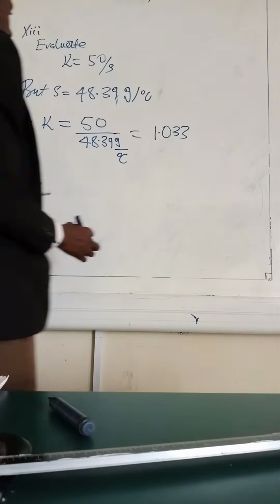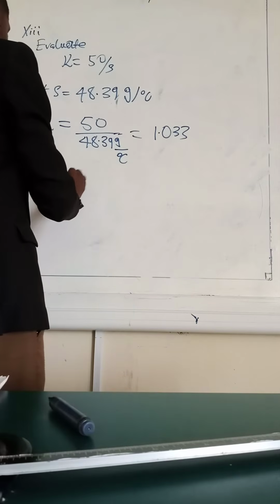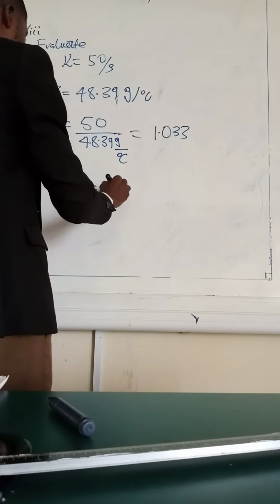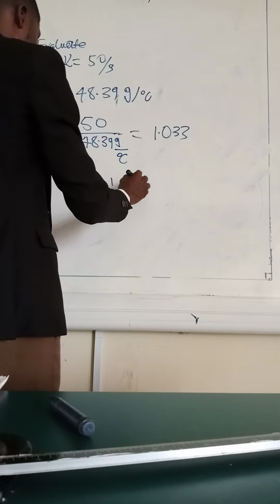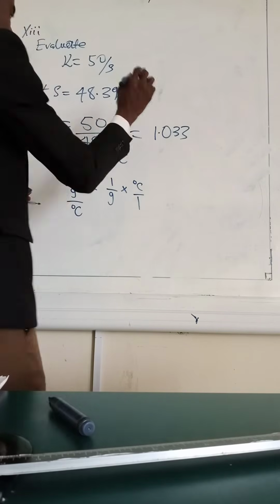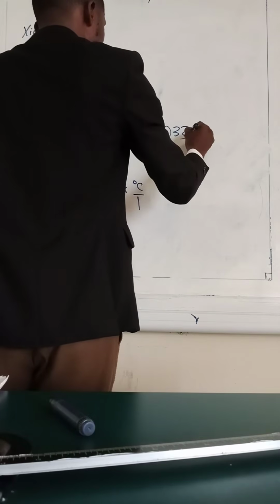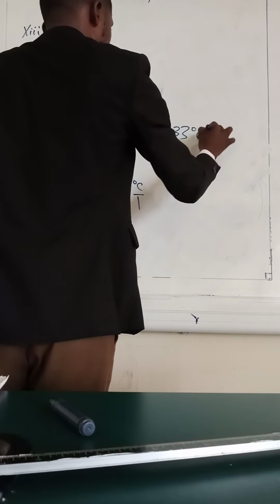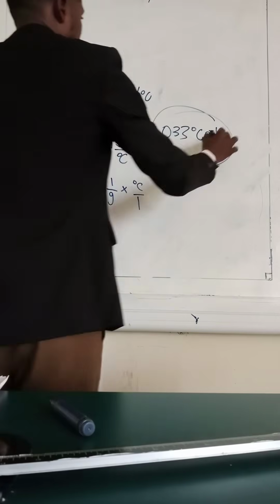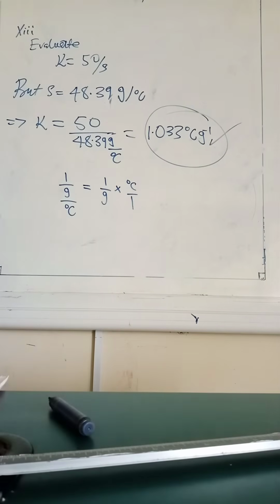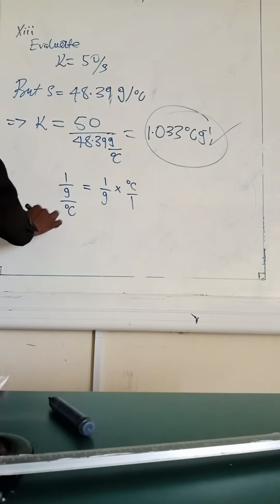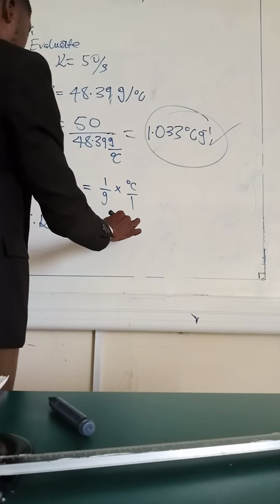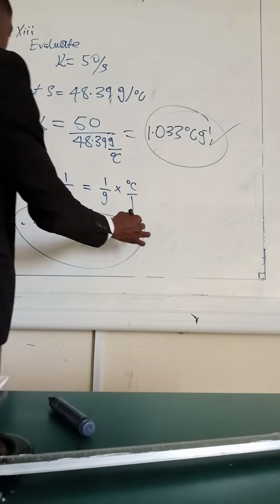1.033. What is the unit? What you have here is like this. You have 1 all over g per degree Celsius. So if you evaluate this, you're going to have 1 all over g times degree Celsius all over 1. So our unit here is degree Celsius per gram. The unit for K is degree Celsius per gram. So we say therefore our K is equal to 1.033 degrees Celsius per gram. This is the value for K.